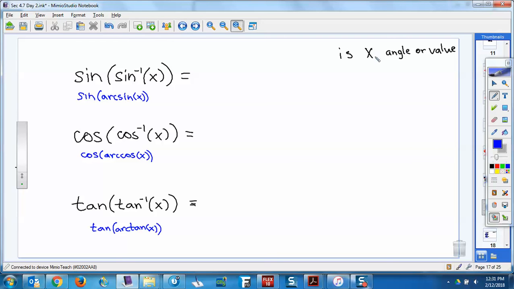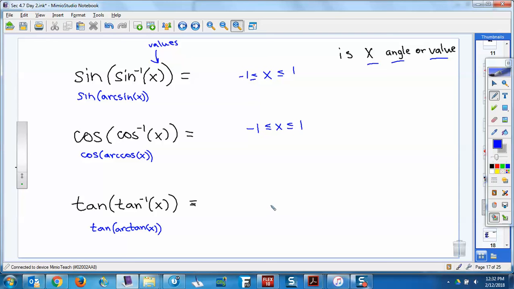Now, my question for you is this: is x an angle or a value in this example, in these three that I've written? X is a value. Remember, for a regular sine function, we put in angles. For the arc sine function, we put in values. So this x is values, right? Now that means those numbers here have to be between what and what? -1 and 1. So x here is going to have to be between -1 and 1.